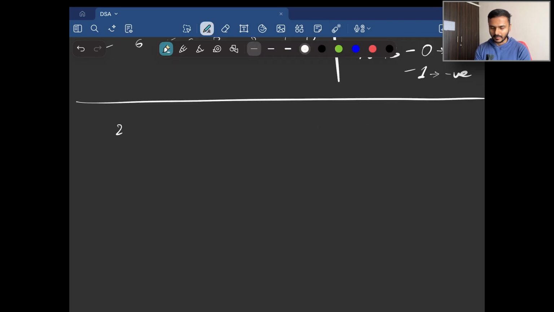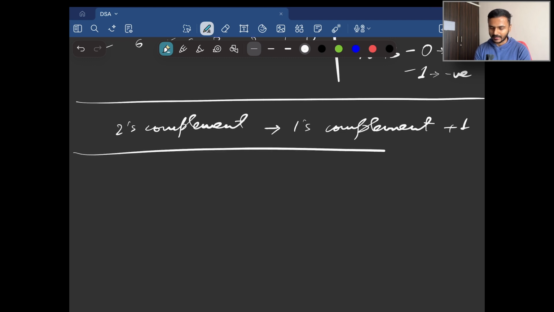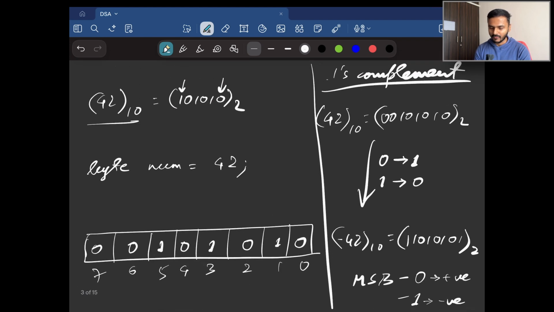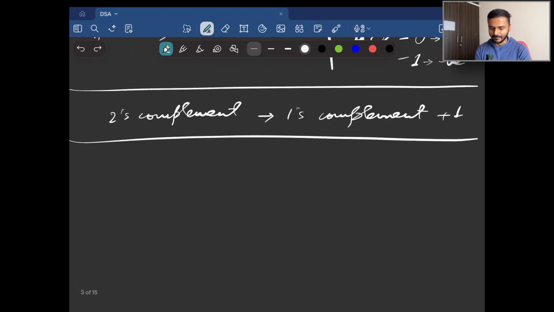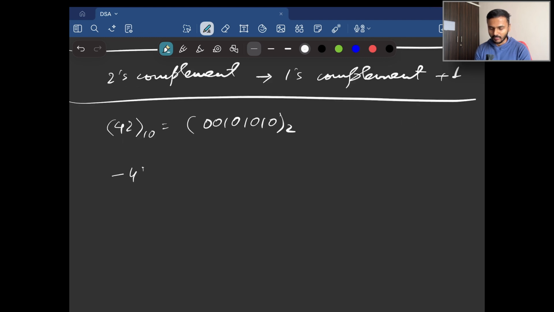So for 2's complement, what we do is, we first of all find 1's complement and then we add 1 to it. So going by this logic, we know that 42 in decimal can be represented as 00101010, assuming we have taken the byte data type. So let's quickly write that down here. 00101010. Now, this is how minus 42 will be represented in Java.